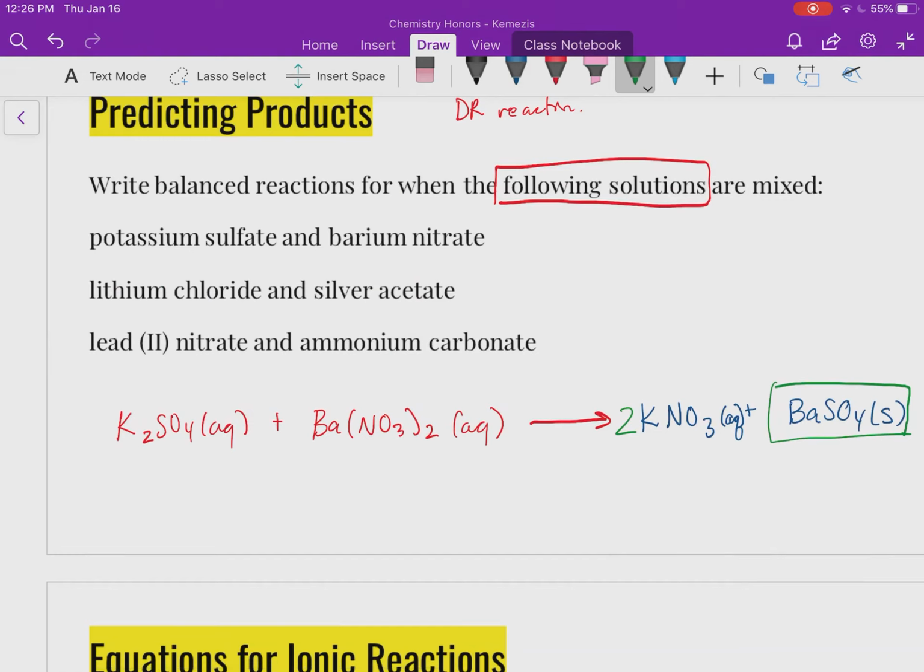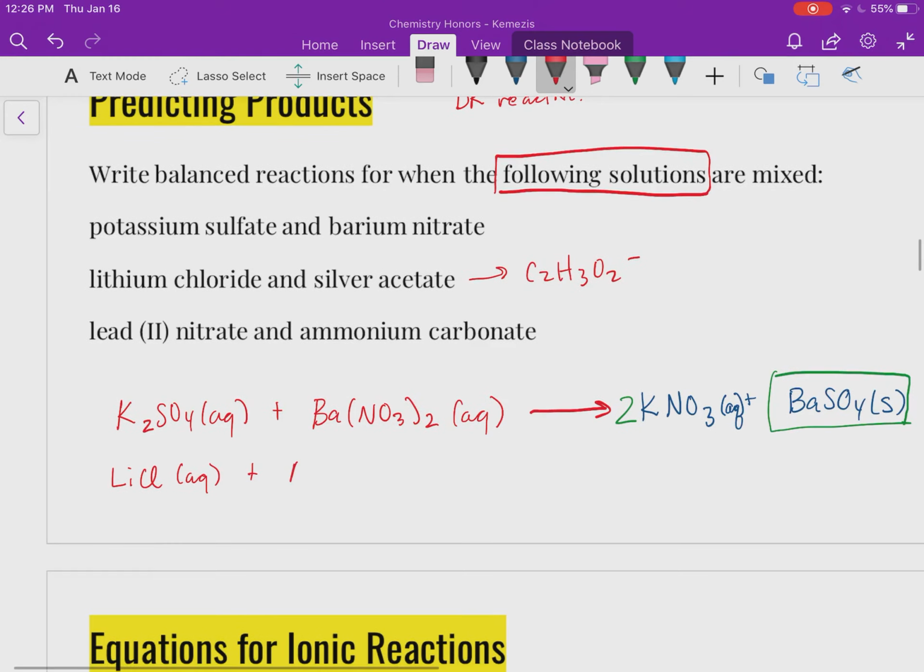Let's do one more for lithium chloride and silver acetate, and then I'll leave the last one for you guys to come back and check. So we have lithium chloride. Again, we need neutral compounds, lithium +1, chloride -1. I know that it's aqueous because they told us that these are solutions, and that is reacting with silver acetate. Acetate ion is on your sheet, C2H3O2. It is a polyatomic ion, it's -1.